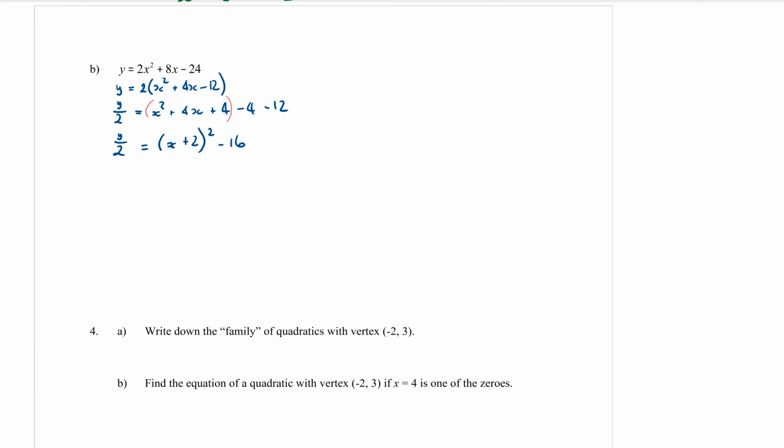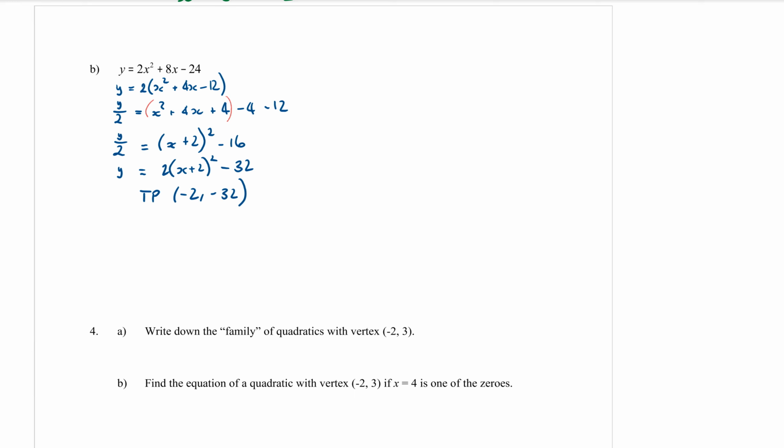Getting the y back by itself, we times the 2 across, so y equals 2 bracket x plus 2 squared, and timesing the minus 16, we get minus 32. We can read off our turning point, just like last time, straight away. It is the opposite for the x value, so it's going to be minus 2 for the x, TP for turning point, minus 2 for the x, and the number on the end, the minus 32, is your y value.